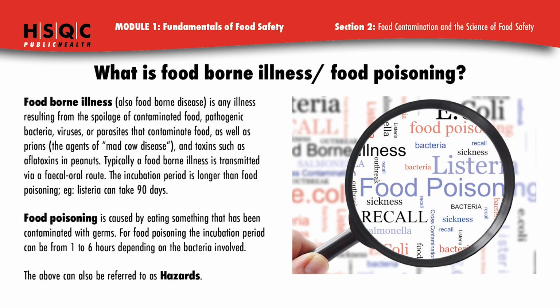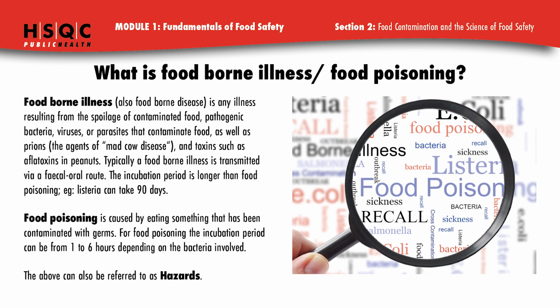What is foodborne illness or food poisoning? Foodborne illness, also foodborne disease, is any illness resulting from the spoilage of contaminated food, pathogenic bacteria, viruses or parasites that contaminate food, as well as prions, the agents of mad cow disease, and toxins such as aflatoxins in peanuts. Typically, a foodborne illness is transmitted via a fecal-oral route. The incubation period is longer than food poisoning. For example, listeria can take 90 days.